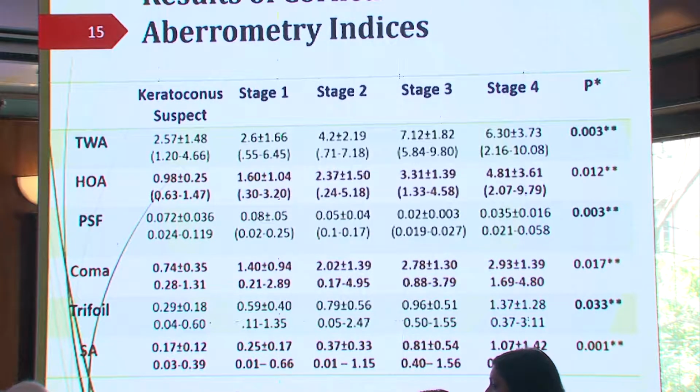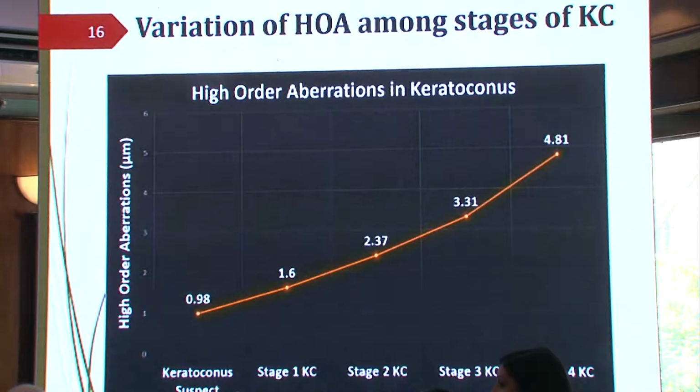And among them also, high order aberration, coma, and spherical aberration were found to be even more significant with the progression of disease. And these were also statistically significant based on Kruskal-Wallis test. Here we can see the graph of progressive increase of high order aberration in keratoconus based on the staging of disease. From keratoconus suspect to stage 4 keratoconus, there is significant increase in high order aberrations in keratoconus patients, which is the main factor for degradation of vision.